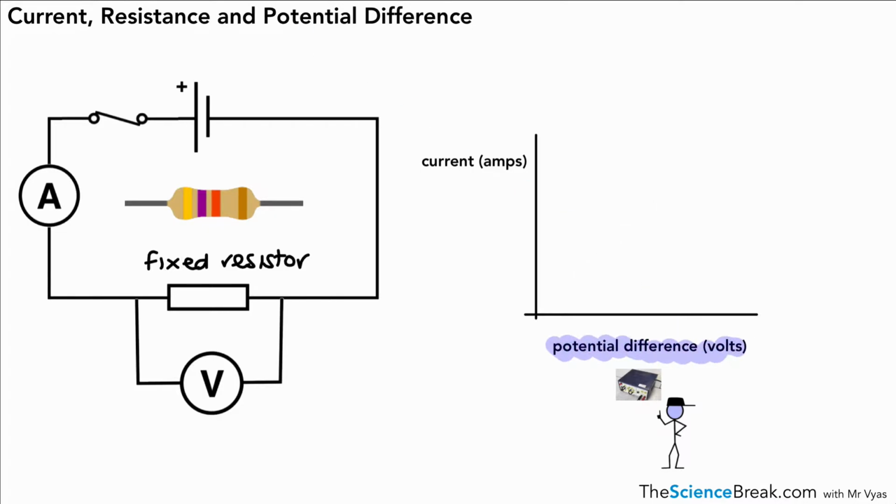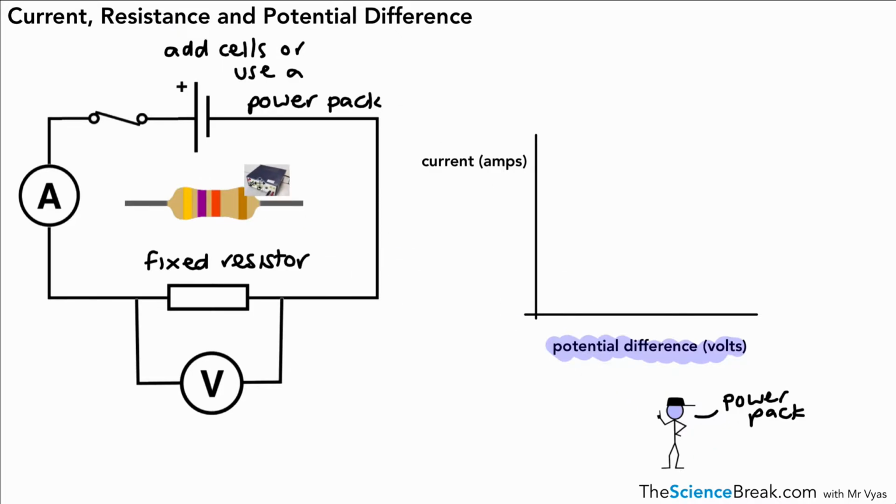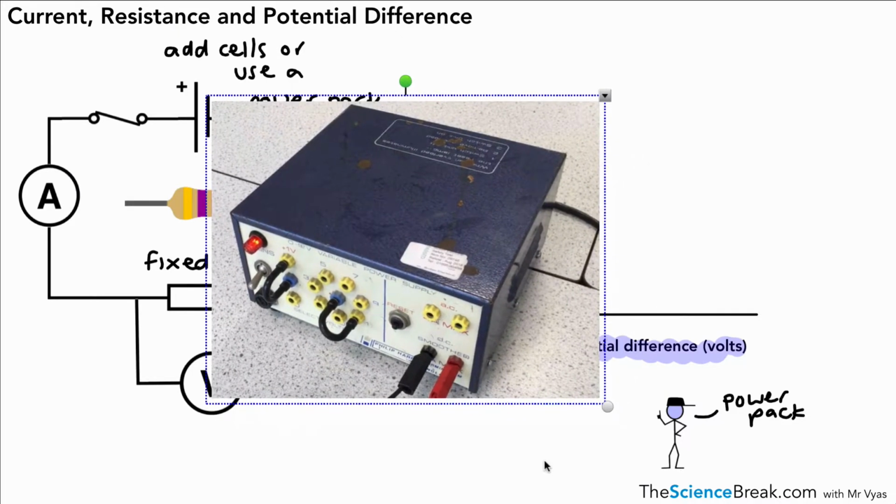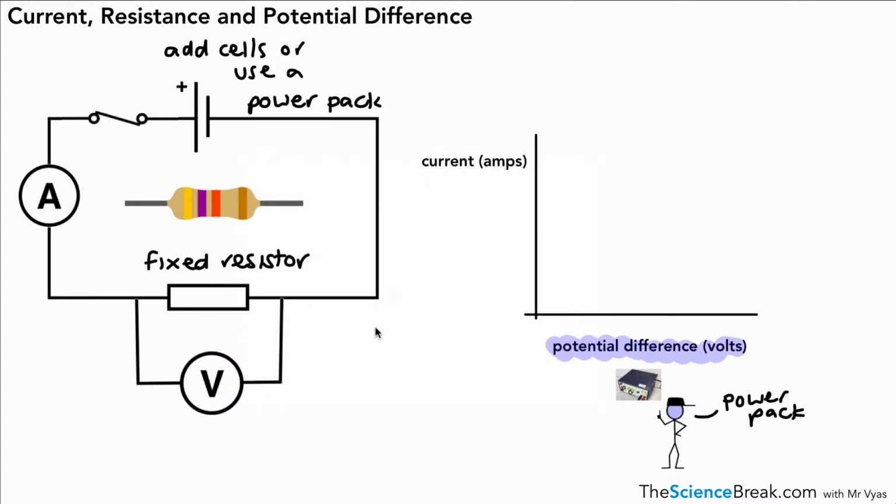We can draw a graph of potential difference versus current. We can change the potential difference by adding cells. So we could add more cells to increase potential difference, or we could actually use a power pack. And if you've done this in class, you've more than likely used a power pack, and there's a little picture of one there. Let's just make it a bit bigger. Actually, the one I used the other day in class was a very old-fashioned one, but it did the trick. And that's what one might look like. You probably use one that's a bit more modern than that one.